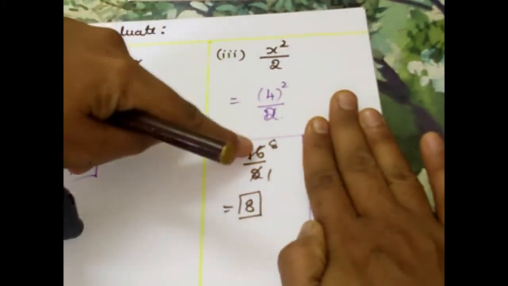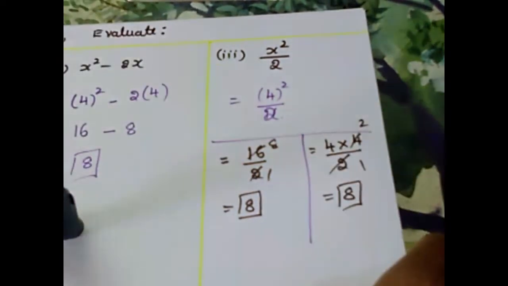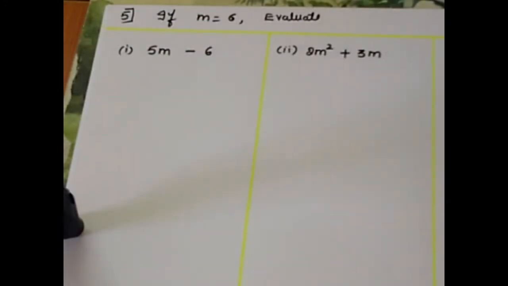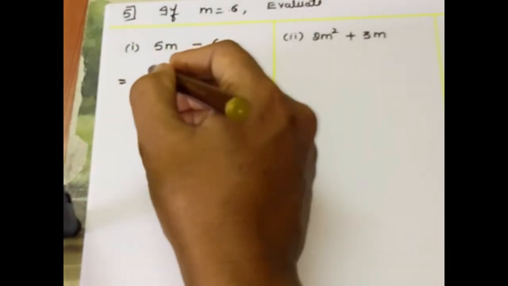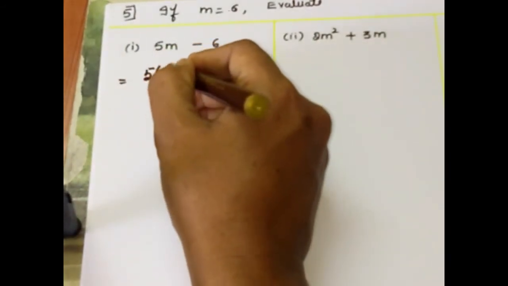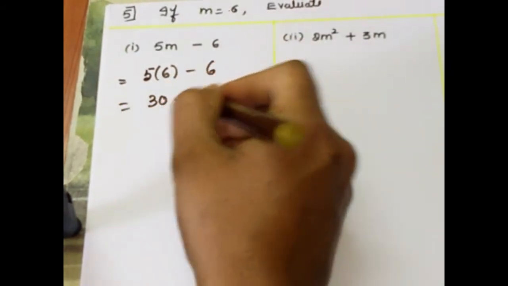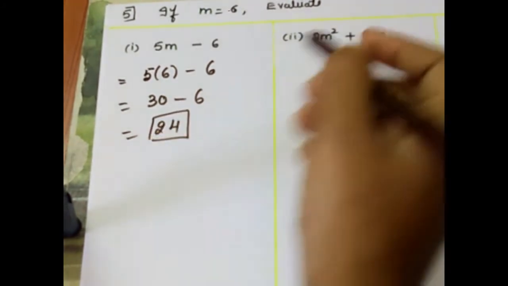4 square is 16. 16 by 2. 2 1s are 2, 2 8s are 16. Solution is 8. So second one, we have value of m as 6. So what is the second step? Substitute the value. 5m is 5 into m. 5 6s are 30. 30 minus 6 is 24.